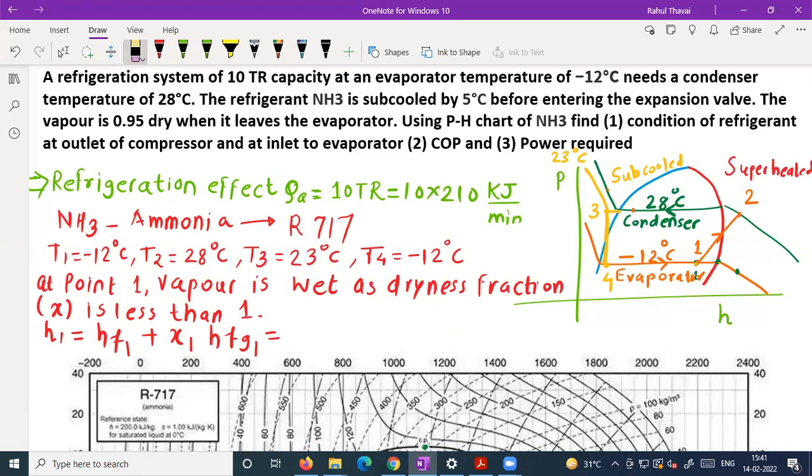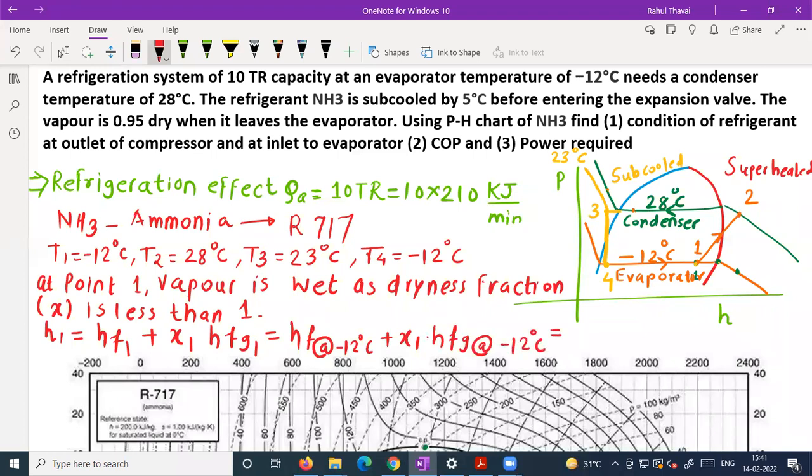The point number 1 is wet. So its enthalpy is given by hf plus x into hfg. To calculate it, we need the value of hf. From where will we get the value of hf? We will get it from refrigerant charts. I will show you those charts. At point number 1, what temperature do we have? Minus 12 degrees Celsius. So hf at minus 12 degrees Celsius plus x1 into hfg at minus 12 degrees Celsius.